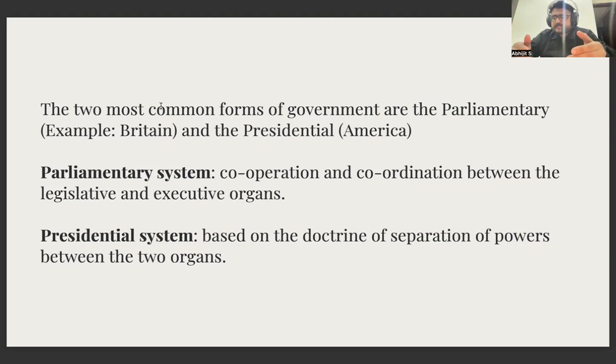And because the prime minister and his cabinet of ministers come from the parliament, there is no clear distinction between the legislature and the executive. So there is cooperation and coordination between the legislative and the executive organs, whereas in the presidential system there is a clear separation of powers between the two organs.